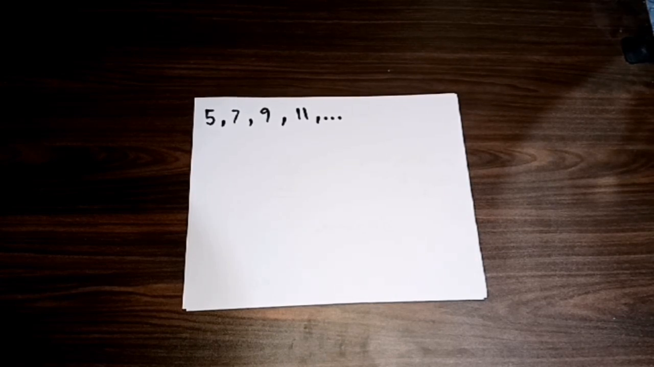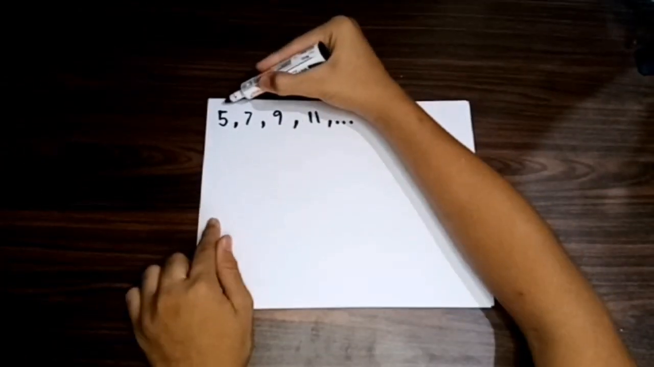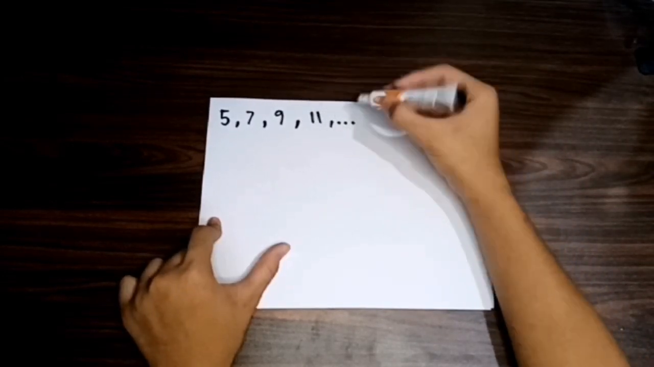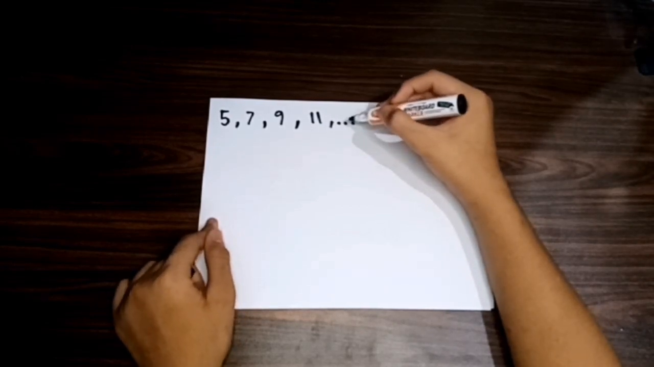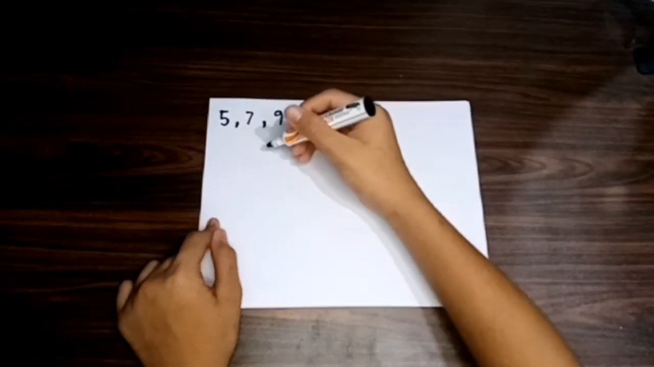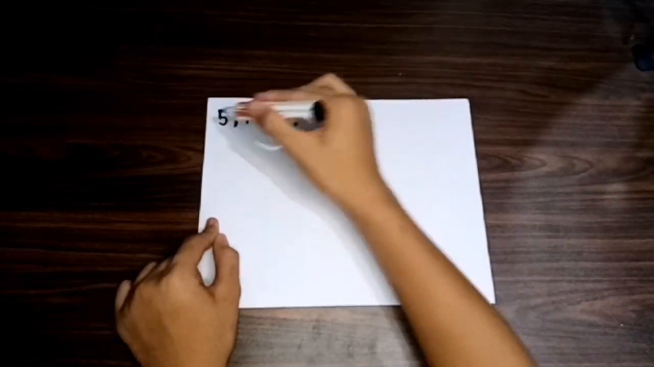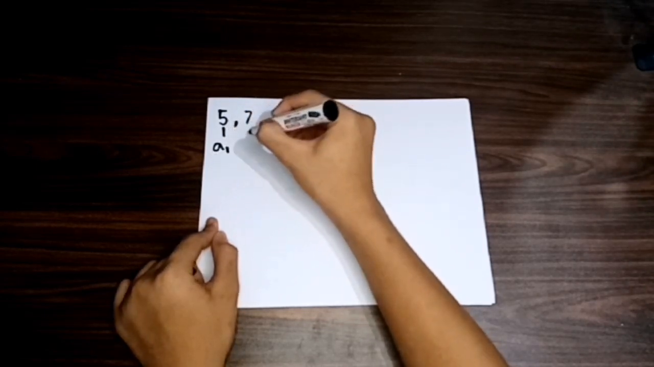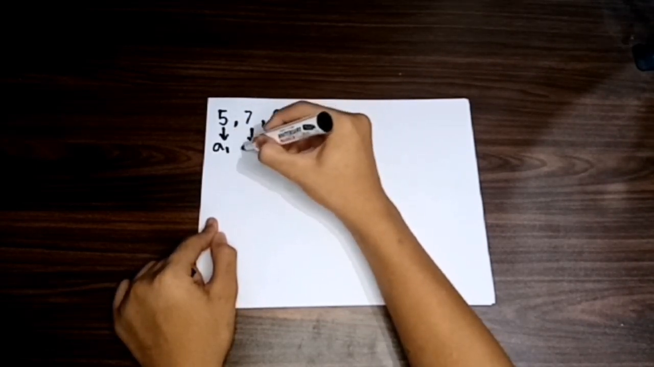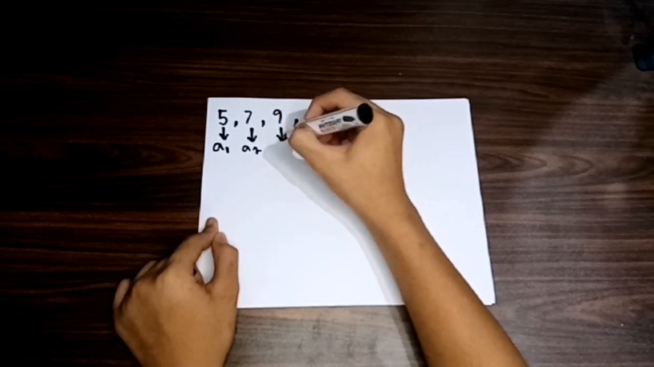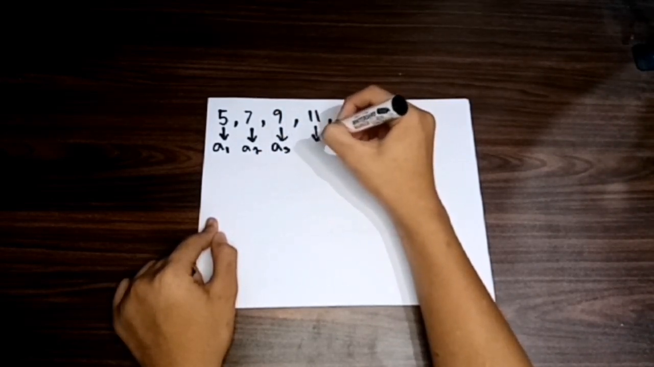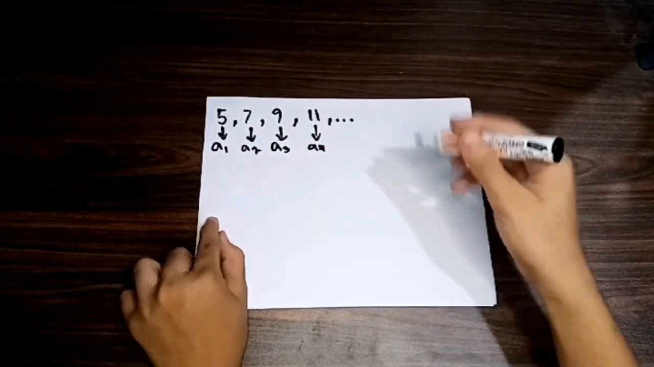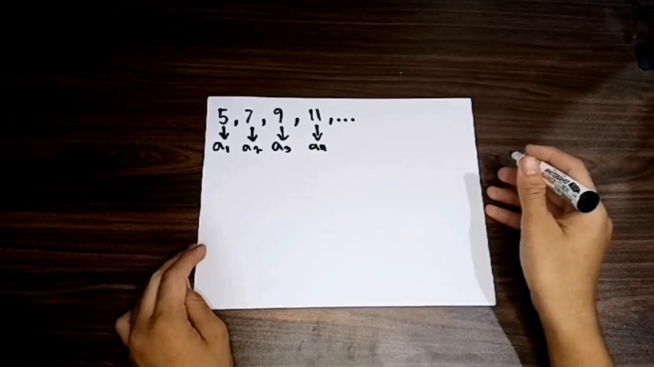Okay, so first of all, let's learn what a sequence is. A sequence is composed of infinite numbers and ended with an ellipsis, which represents an infinite sequence. In every sequence, there are what are called terms. For example, this 5 is a sub 1, 7 is a sub 2, 9 is a sub 3, and 11 is a sub 4. So that is what we call a sequence.